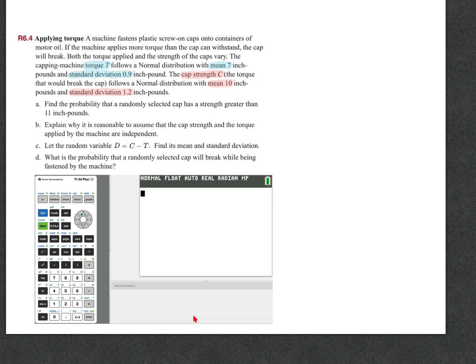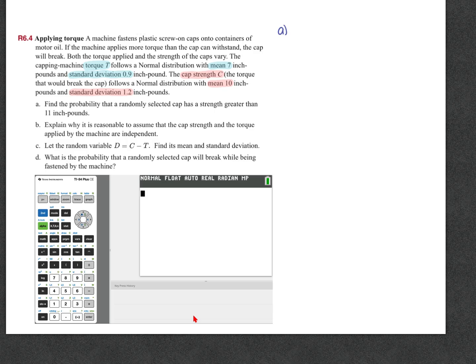Okay, so the first one, part A, says find the probability that a randomly selected cap has a strength greater than 11 inch-pounds. First, they say it's a normal distribution, and they ask for a probability. Anytime the question asks for a probability of a normal distribution, almost always, if not always, you'll do normal CDF.